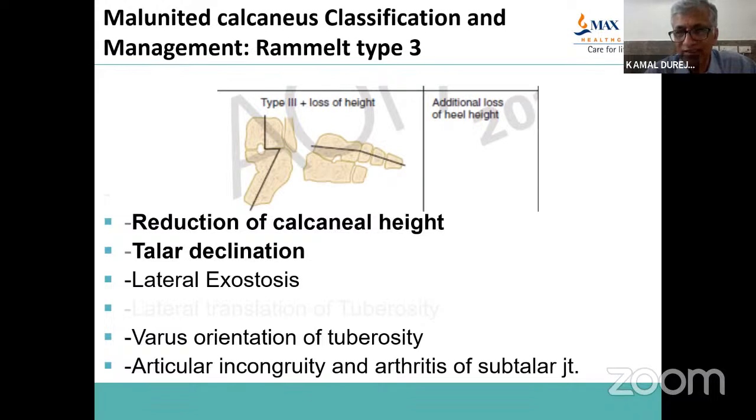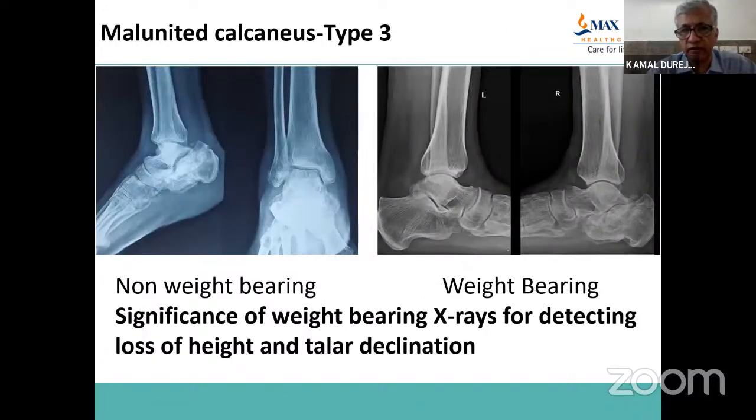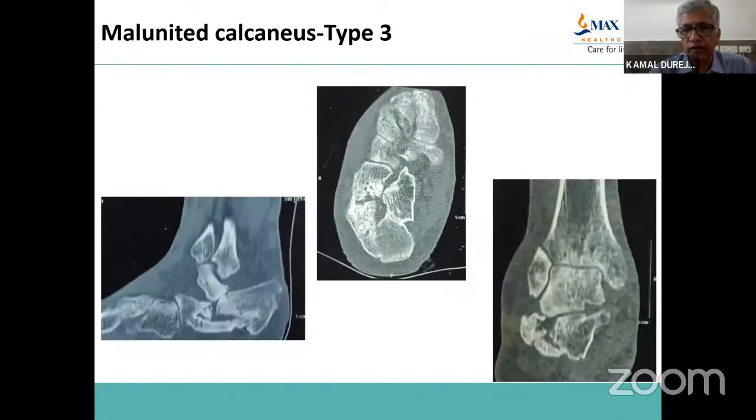So what do we do in these kinds? What are the principles of managing this? First thing is always assess how much the height reduction is. And that's possible only if you take standing x-rays of both sides and calculate the height from the floor to the dome of the talus. That tells you how much height reduction has taken place. So that is the amount of tricortical graft which you need to put between this facet here so that this gets elevated.